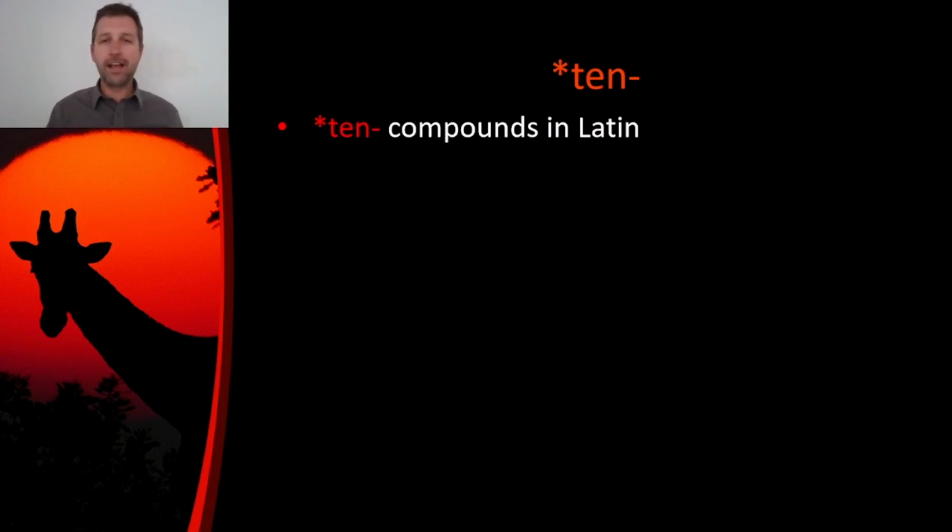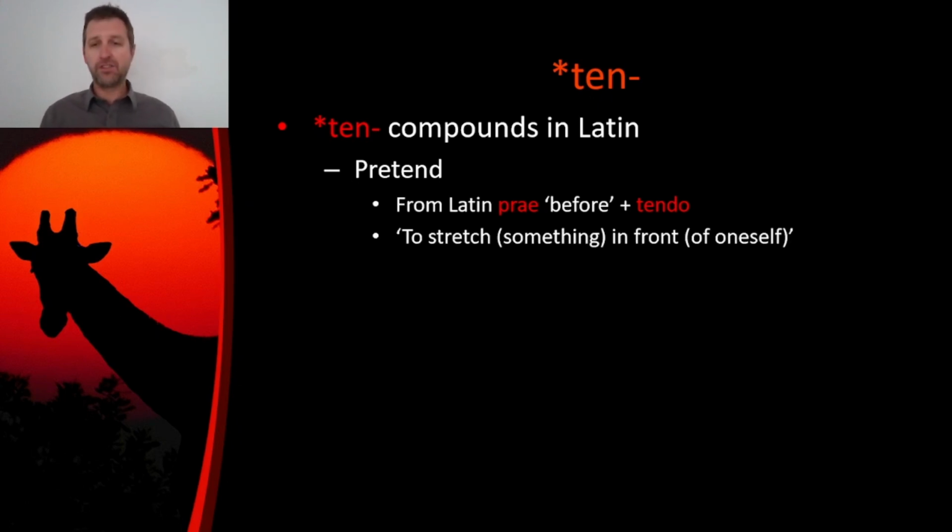Let's look at another set of compounds off of tendo. You put a different preverb on the front, and it turns out that this preverb is pre, because pre comes from the Latin pri, which just means before. So tendo means to stretch before. This word can mean before spatially or temporally, but here it's meaning more spatially. You stretch something in front of yourself.